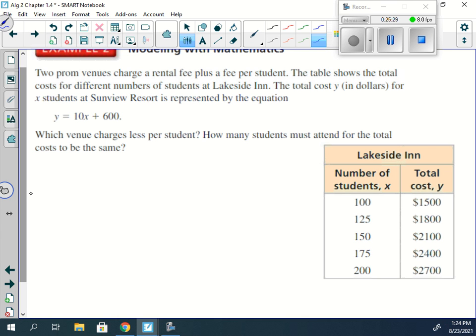Now, there are two prom venues that charge a rental fee plus a fee per student. The table shows the total cost for different numbers of students at Lakeside Inn. The total cost in Y dollars for X students at Sunview Resort is represented by this equation here. So we want to figure out two things. One, which one has a cheaper cost per student? And two, how many students must attend for the cost for each one to be the same? So we're figuring out two different things. So looking at this, Sunview Resort, how much does it cost per student? Looking at that equation.